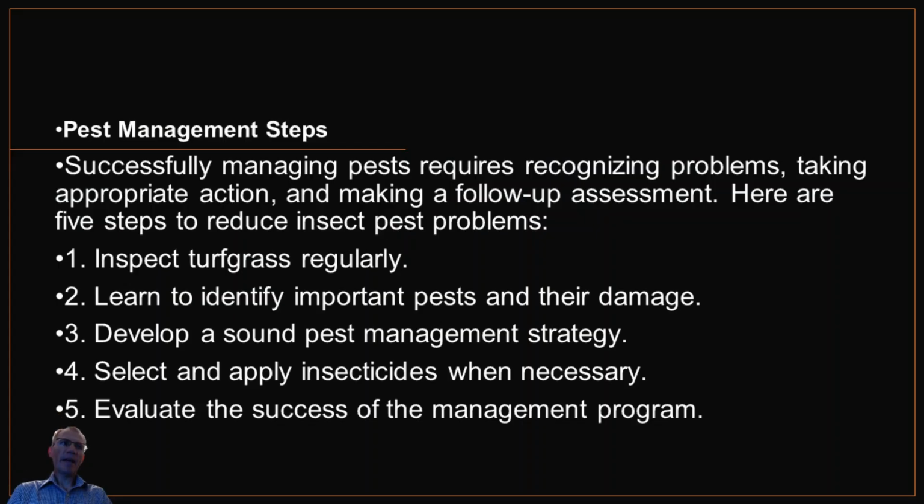Pest management steps. Successfully managing pests requires recognizing problems, taking appropriate action, and making a follow-up assessment. Here are 5 steps to reduce insect pest problems. 1. Inspect turf grass regularly. 2. Learn to identify important pests and their damage. 3. Develop a sound pest management strategy. 4. Select and apply insecticides when necessary. 5. Evaluate the success of the management program.